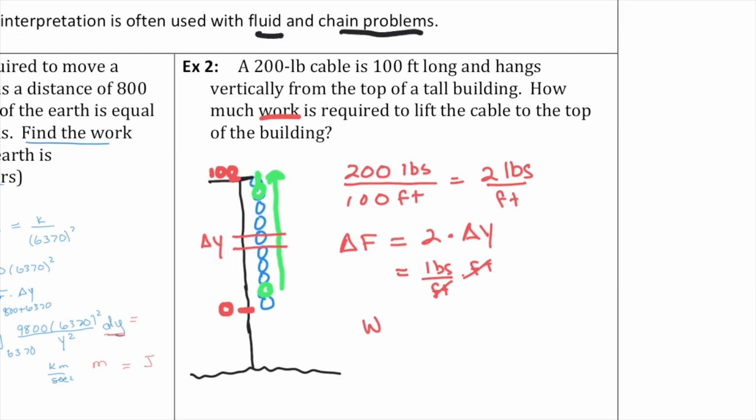Now, knowing that delta F is 2 delta y, our work is going to be the integral of our delta F, which is 2, let's call it dy, multiplied by the height that each one of these little links needs to move. Now, the little link will need to move 100 minus whatever position it's in, so that top minus bottom concept is going to make it 100 minus y as the distance that each little slice needs to move. And what are we going to integrate from? All the slices can be found between the values 0 and 100.